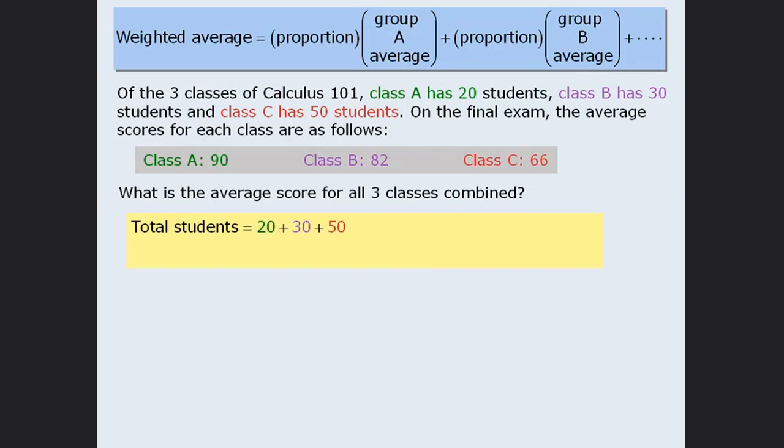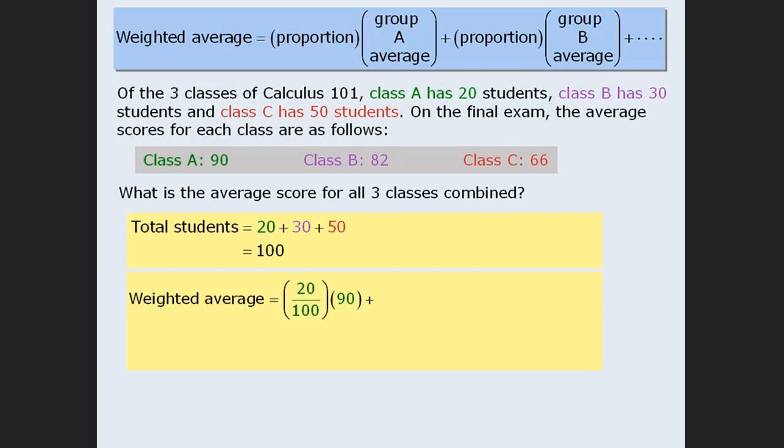When we add the populations of each class, we get a total population of 100. So to find the average score for all 3 classes combined, we will begin with Class A. Class A has 20 students, and there are 100 students in the entire population, so Class A represents 20 100ths of the population. We will multiply this by the average score in Class A, which is 90.